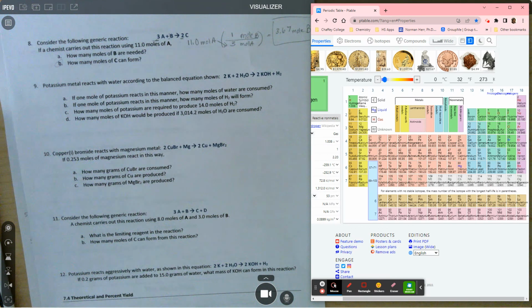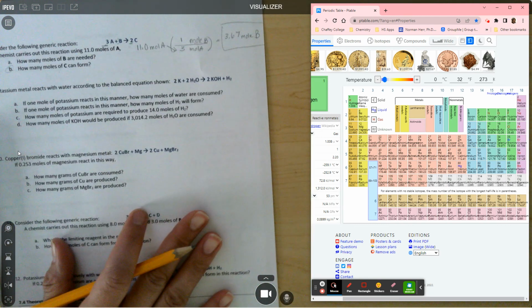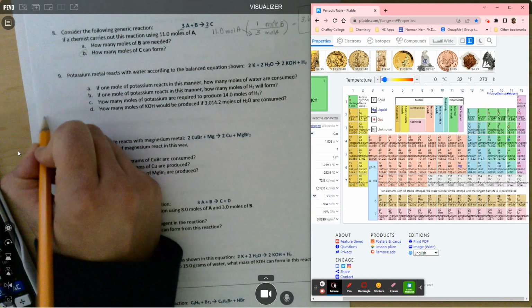Okay, next question. Potassium reacts with water according to the balanced chemical equation. The equation is shown. If 1 mole of potassium reacts in this manner, how many moles of water are consumed? So we're going to go from 1 mole of potassium to moles of water. Then we're going to figure out how many moles of potassium if we had 14 moles of hydrogen, and how many moles of potassium hydroxide are produced if we had this many moles of H2O. All right, so super simple questions. They're just kind of jumbled up all together. Let's see if we have some space here to answer them.